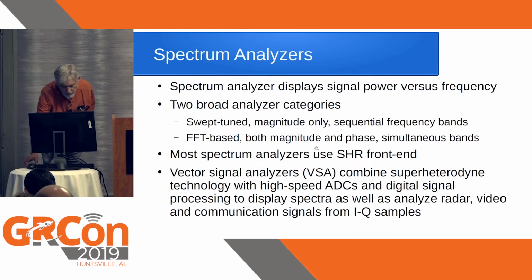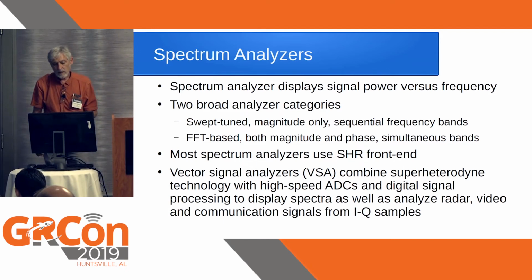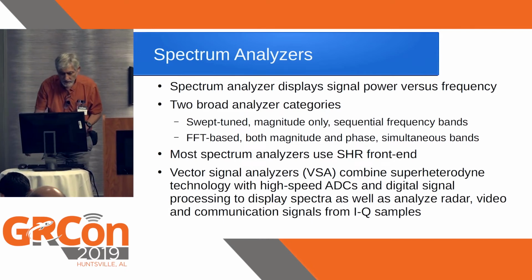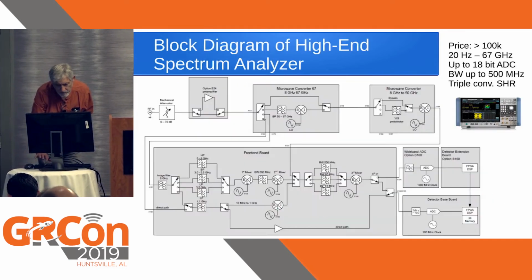Most professional spectrum analyzers use a superheterodyne receiver front end, and then the ultimate, in a way, of spectrum analyzers are vector signal analyzers, which allow you to look both at the power, but also analyze modulation signals and other things directly from the IQ samples.